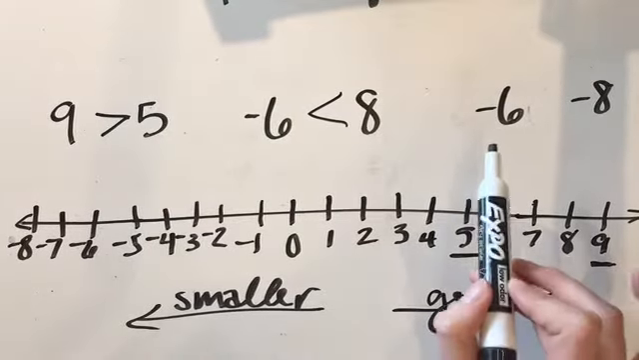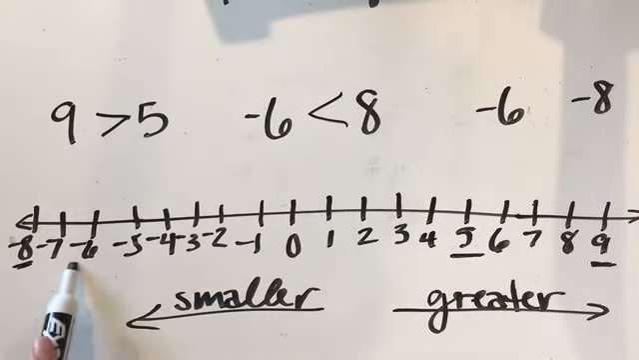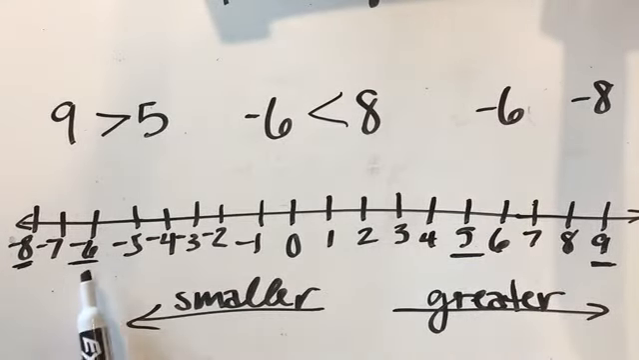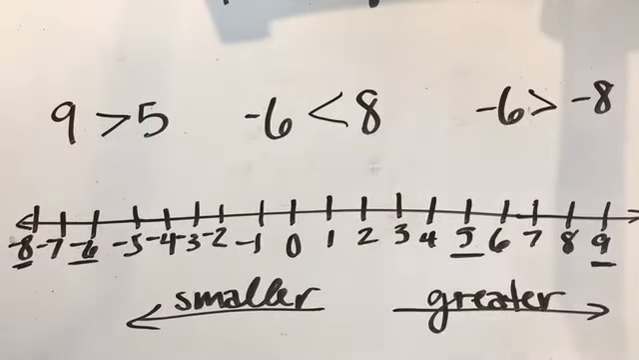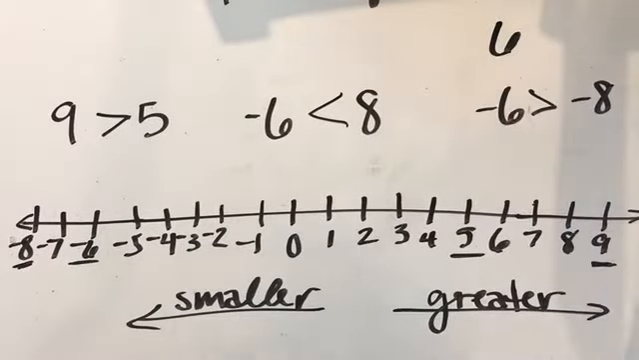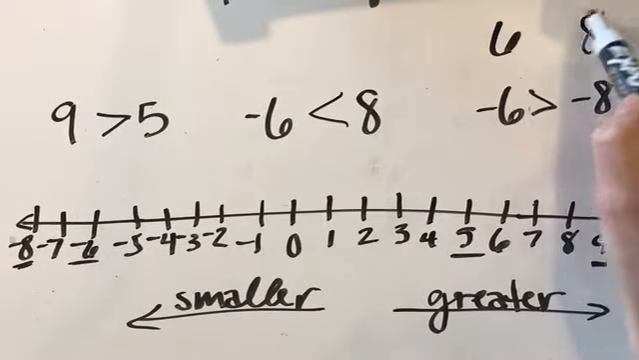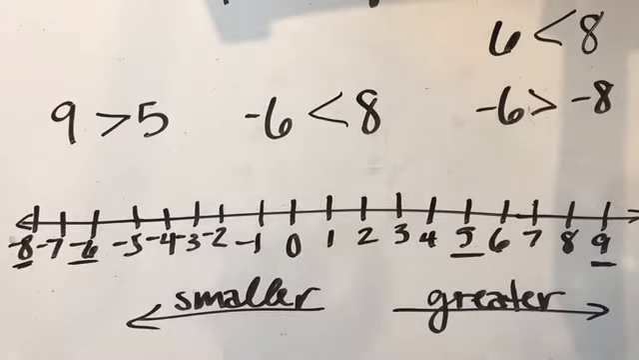So -6 and -8. Here's -8. Here's -6. Well, -6 is further to the right, which means it is greater. And if you're getting confused, remember it's the opposite of what it would be if they were both positive. So if we had +6 and +8, then 8 would be greater. But since these are both negative, -6 is greater. It is closer to 0. It is further to the right.